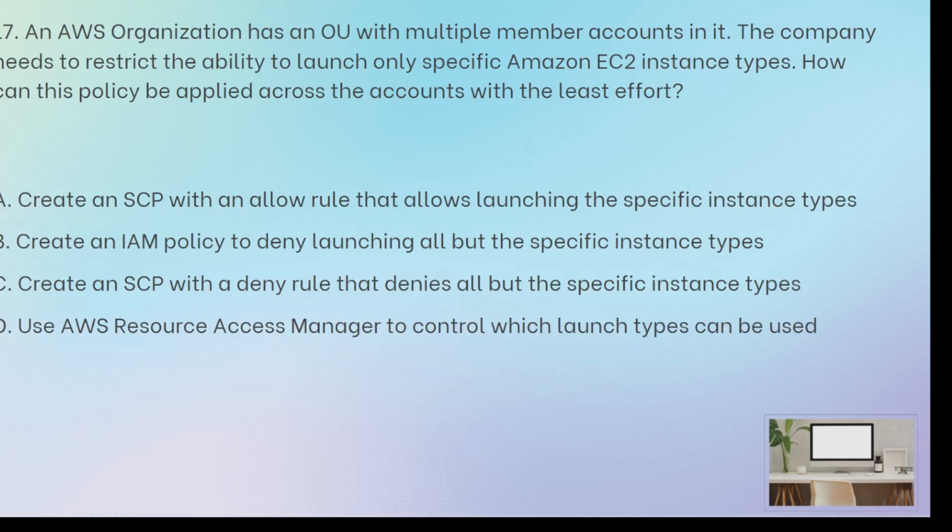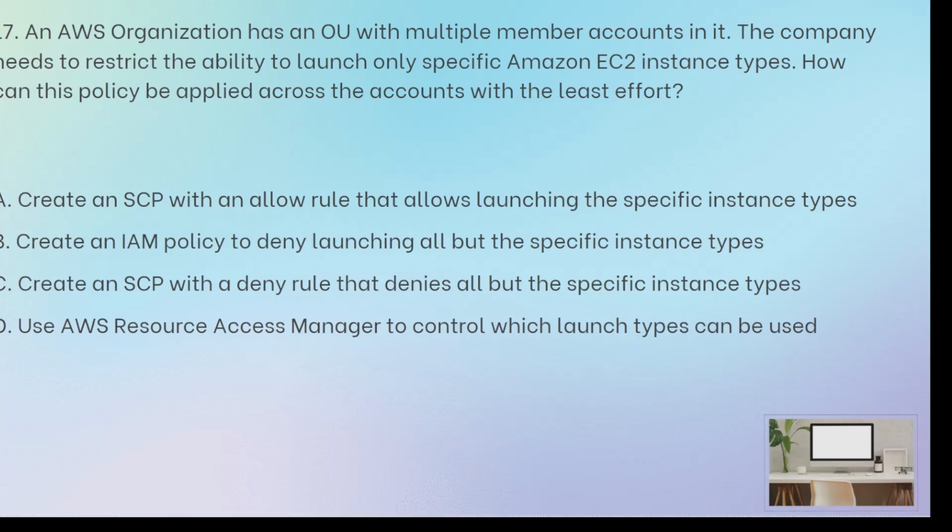Now how do you do this? You create a deny rule in it, and that applies to anything that does not equal the specific instance type you want to allow. You can just deny it. So the correct answer to this is: create an SCP with a deny rule that denies all but the specific instance types that are allowed. Let's see why the others are not correct.